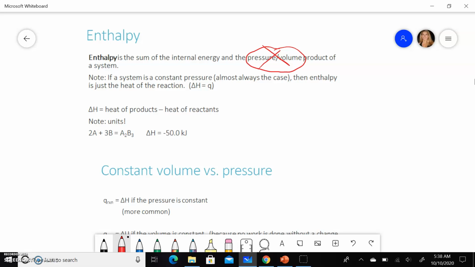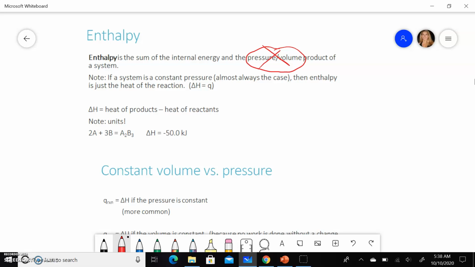Now, here's the thing. When you're given a reaction, and you're going to see this a ton, like this one I have here, 2A plus 3B yields A2B3, it's going to have a little delta H off to the side with a number and a sign. So that's going to give you a lot of information. It's going to give you information about the heat of this reaction, and that sign tells you whether the heat is going to be leaving or going in. So this tells me it's an exothermic reaction.